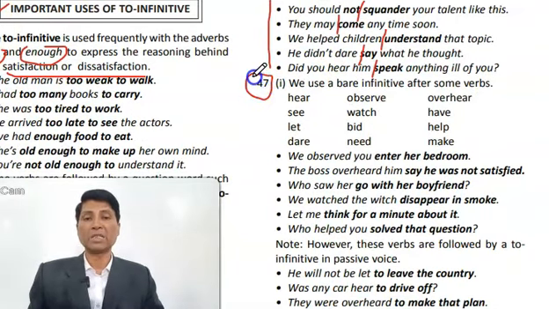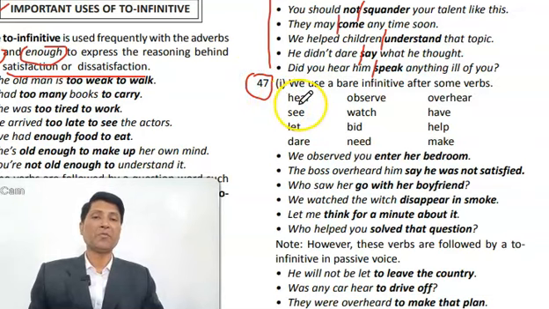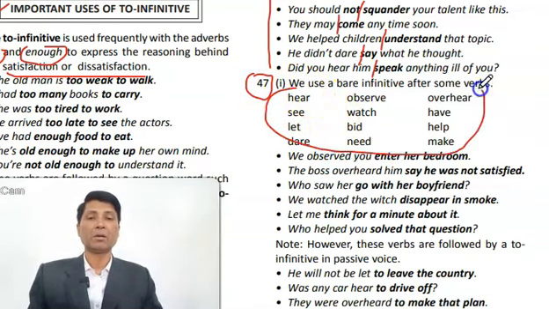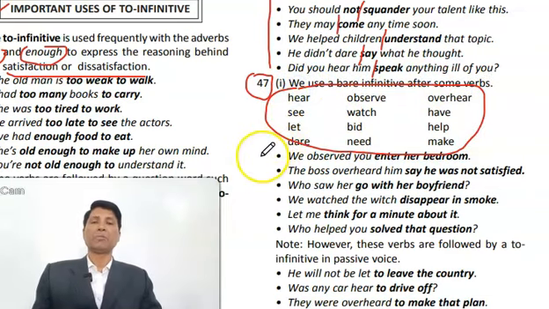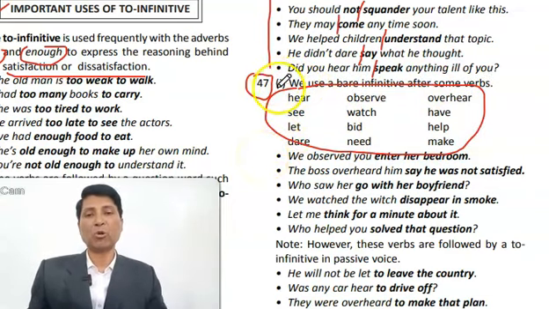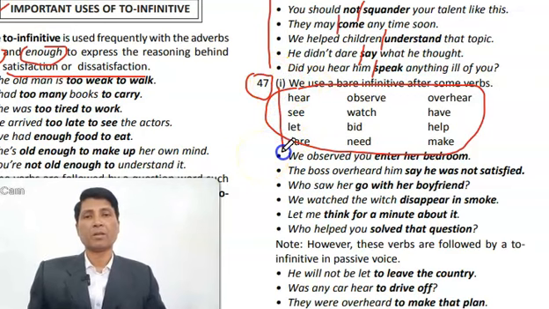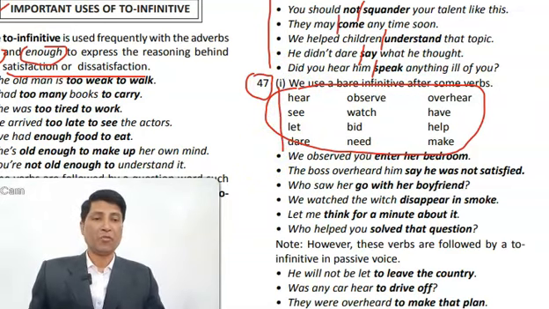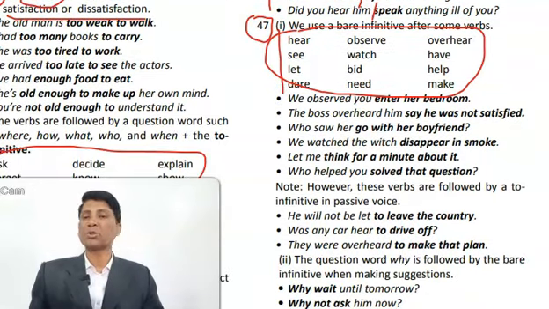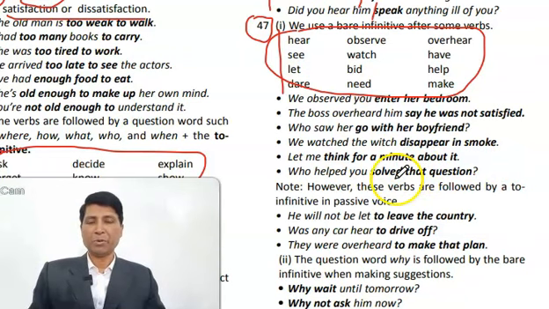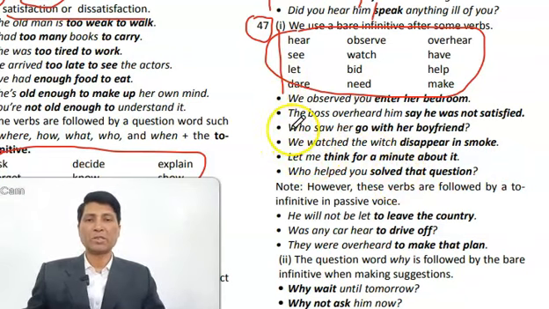Rule number 47. We use a bare infinitive after some verbs. So memorize all these verbs. These are very, very important from the knowledge point of view, from the use point of view, and of course from the examination point of view, because it makes you special. Moving on to these rules.